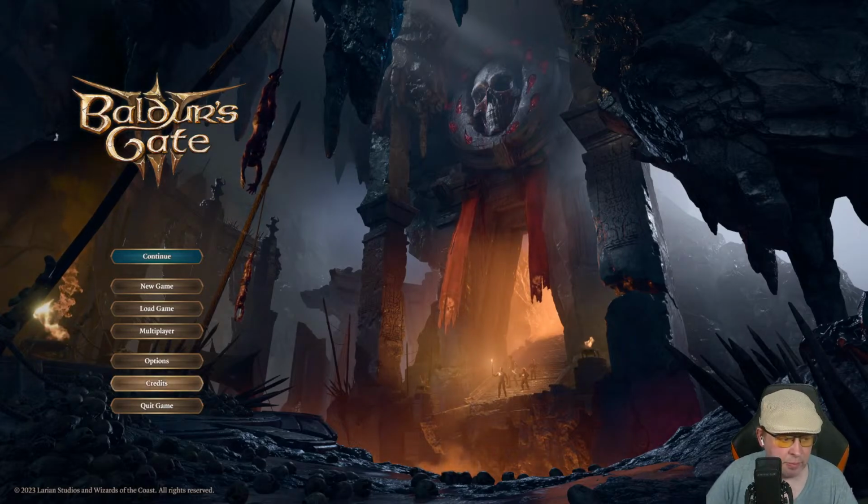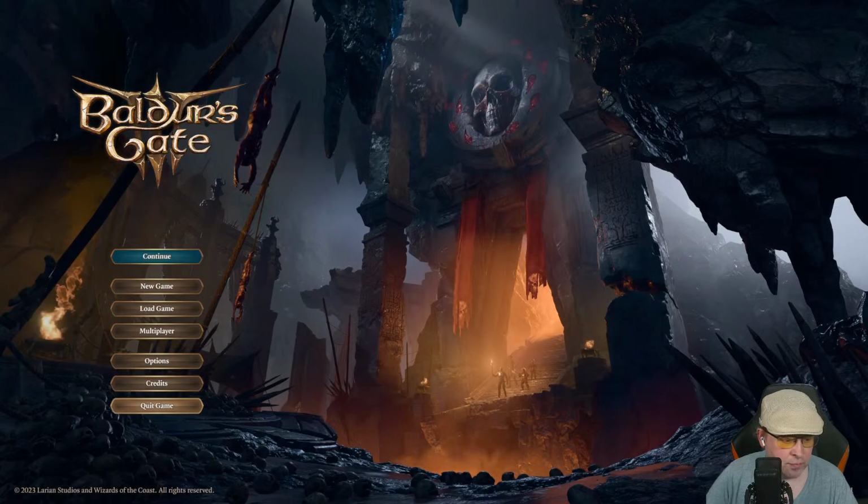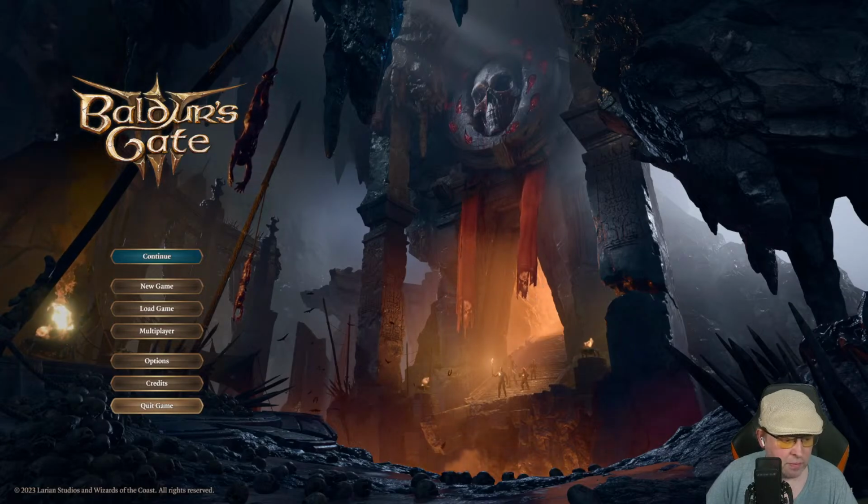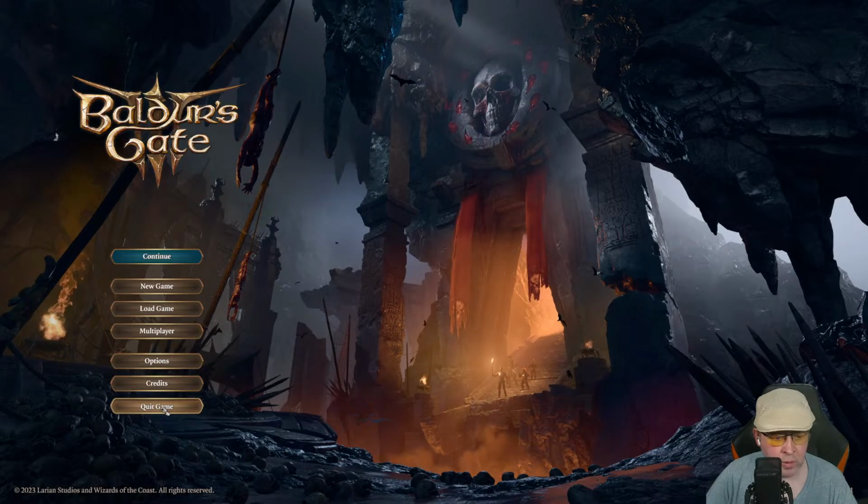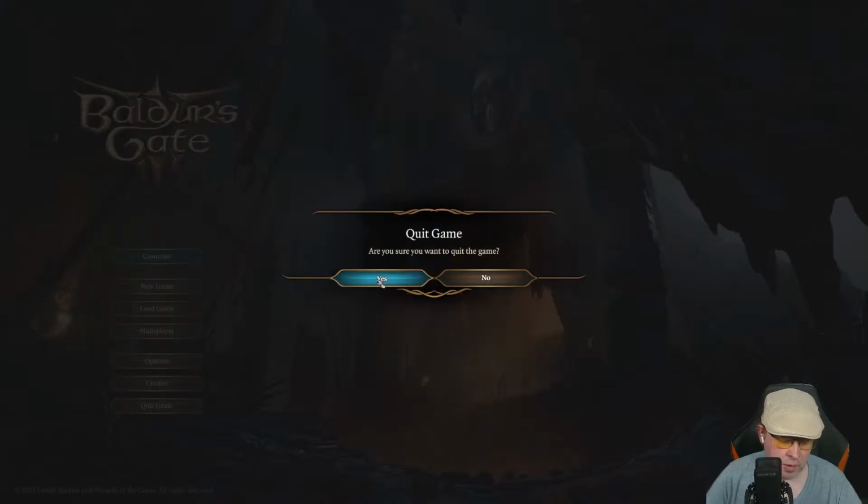All right, let's quit the game right now. So yeah, the CPU usage is still not going above 3%, which is fantastic.